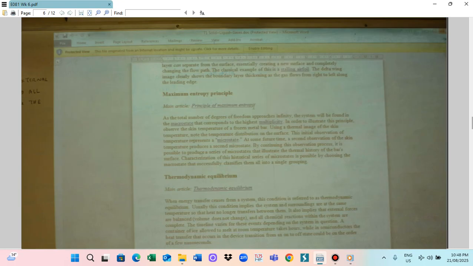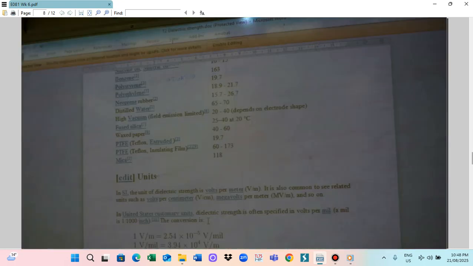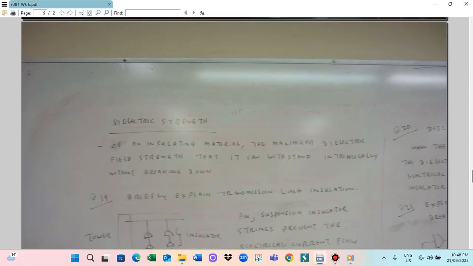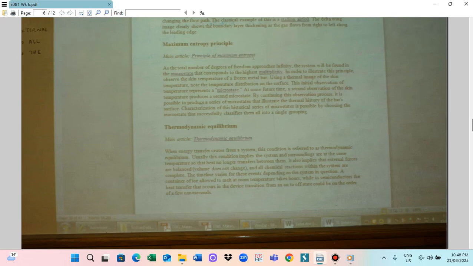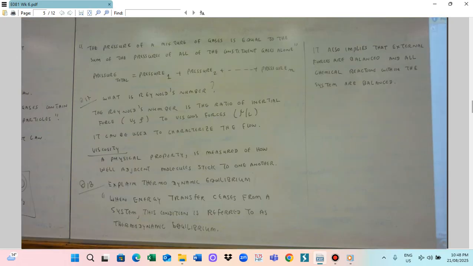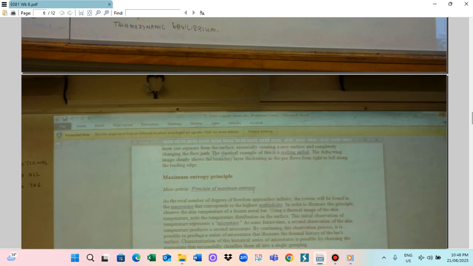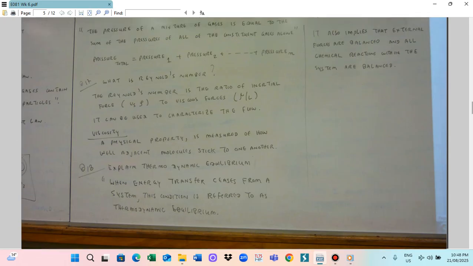Okay, the next one is thermodynamics. When you compress a gas, the energy can be transferred from one place to another, so we use thermodynamics. Heat energy can flow through the gas layer. When the energy transfer ceases in the system, this condition is referred to as thermodynamic equilibrium. This condition implies the system and the surroundings are at the same temperature, so heat no longer transfers between them. In this case, there is thermodynamic equilibrium.